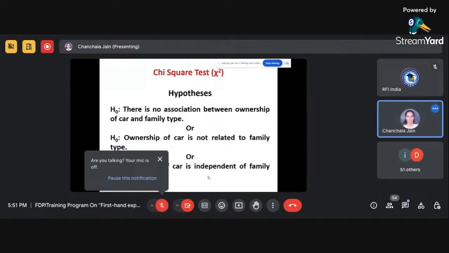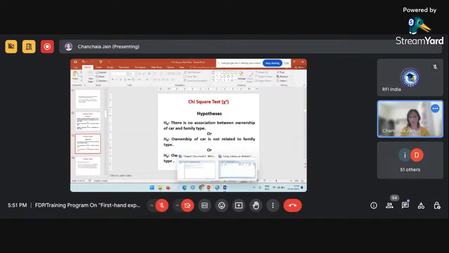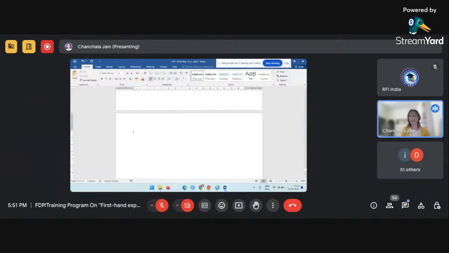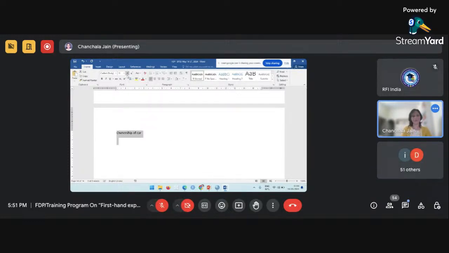Okay. I hope, just a minute. Give me a second. I hope you would be able to understand what I'm saying. If not, give me a second. Word file is visible to you? Yes, ma'am. Yeah. I have written here ownership of car. This is your first variable. Size is, I think size I need to increase. Give me a second. Font size is okay? Yes, ma'am.